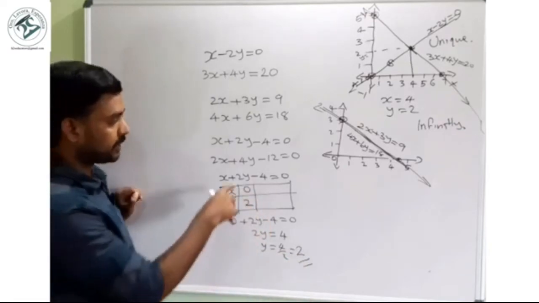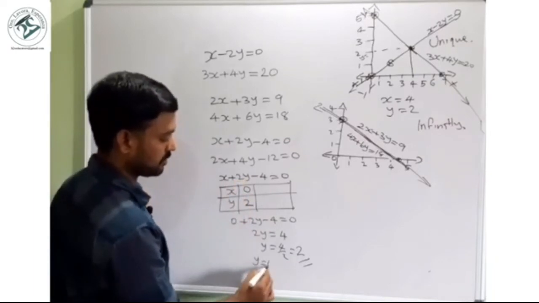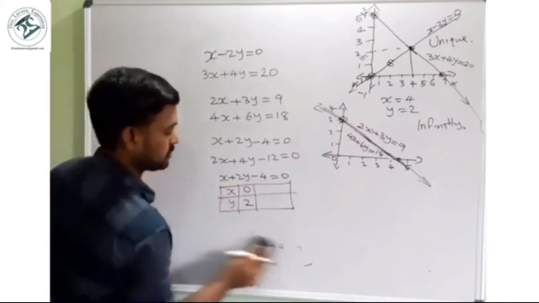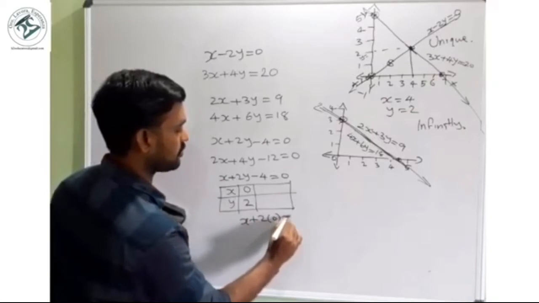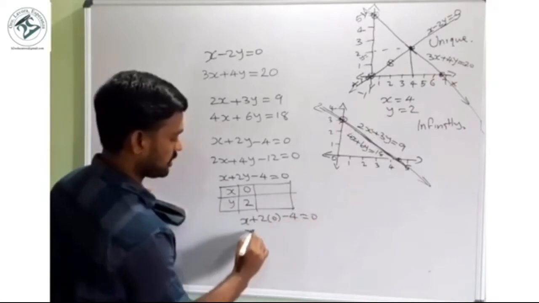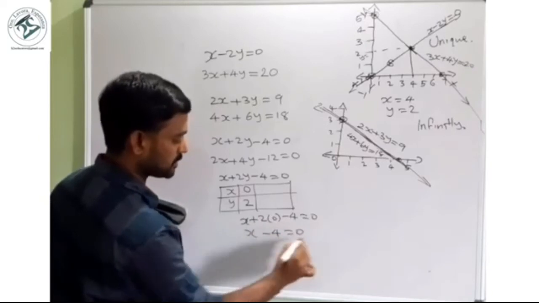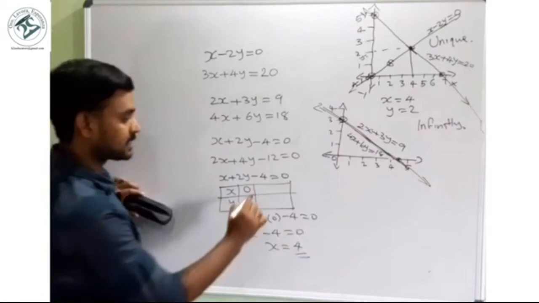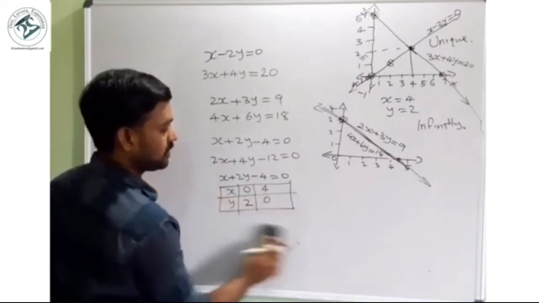Now we can give y is equal to 0. Y is equal to 0, what will happen? So this equation will be x plus 2 into 0 minus 4 is equal to 0. x plus this all will be 0. So x minus 4 is equal to 0. Minus 4 transposed to that side, it will be plus 4. 0 plus 4. So x is equal to 4 when y is equal to 0. So we got the first table.